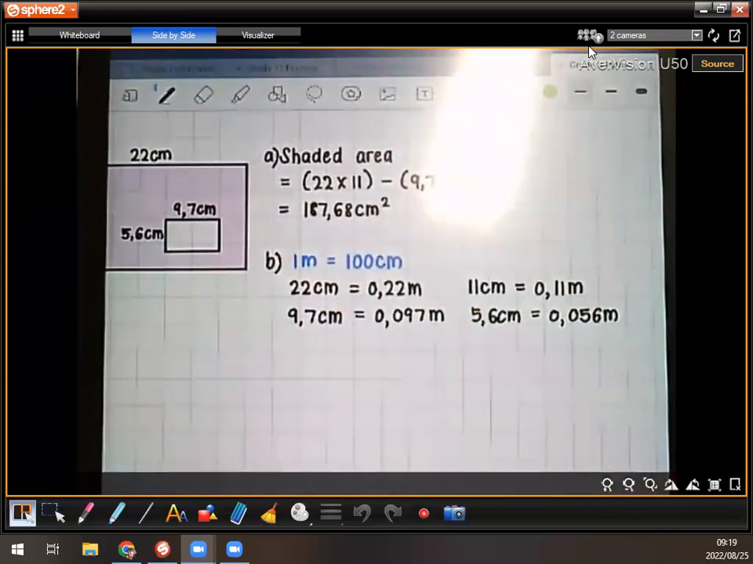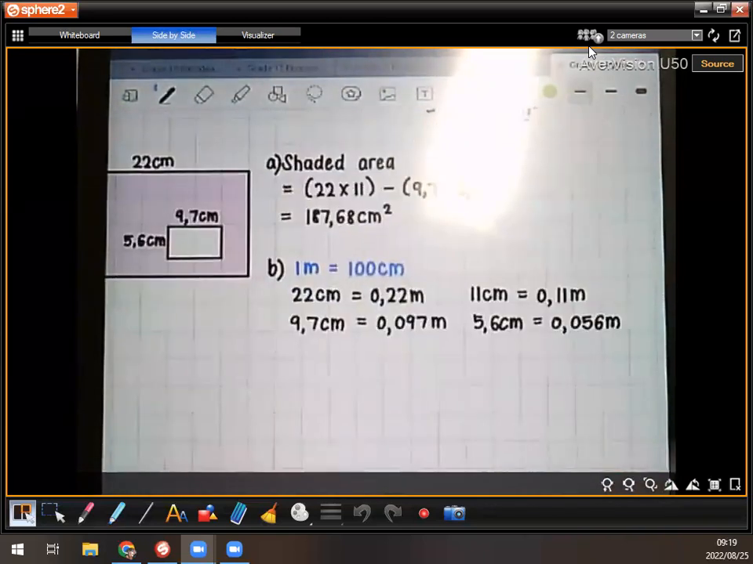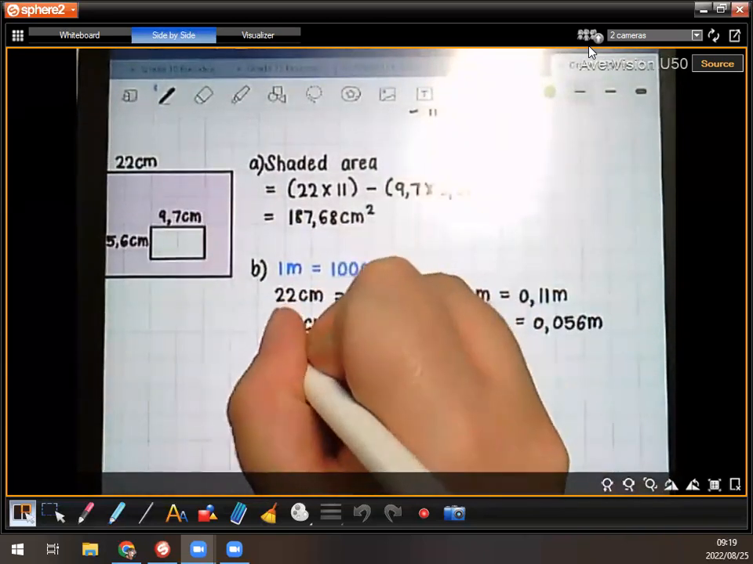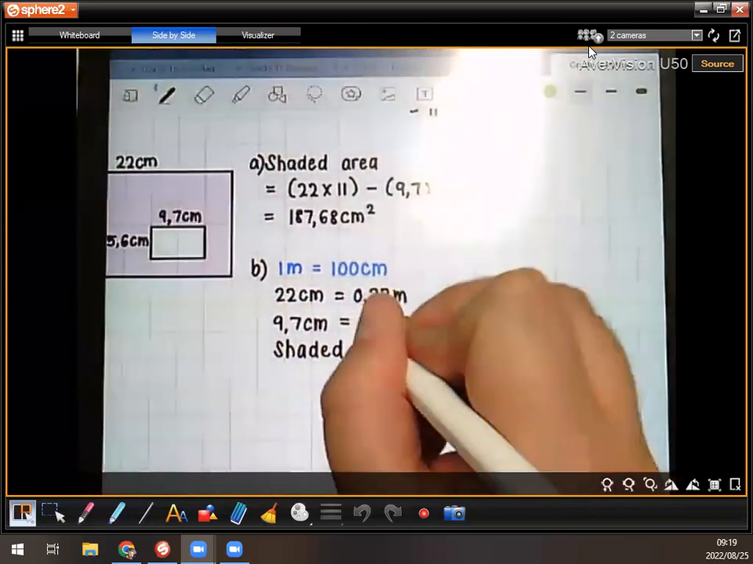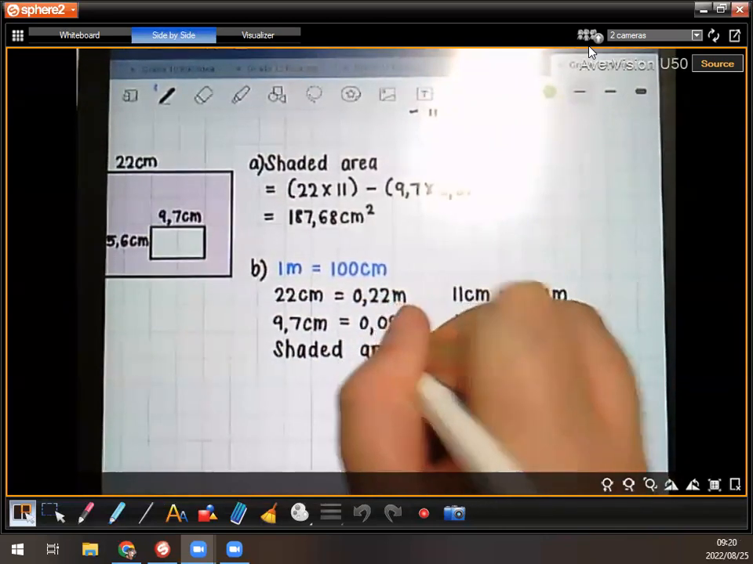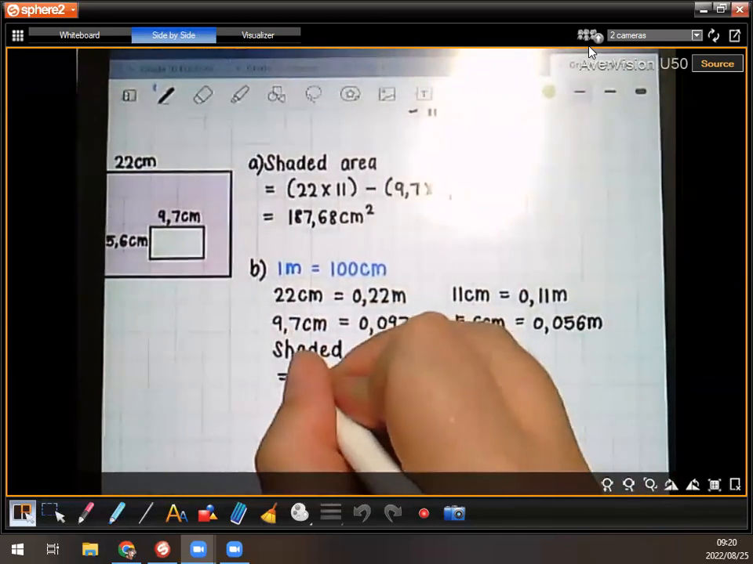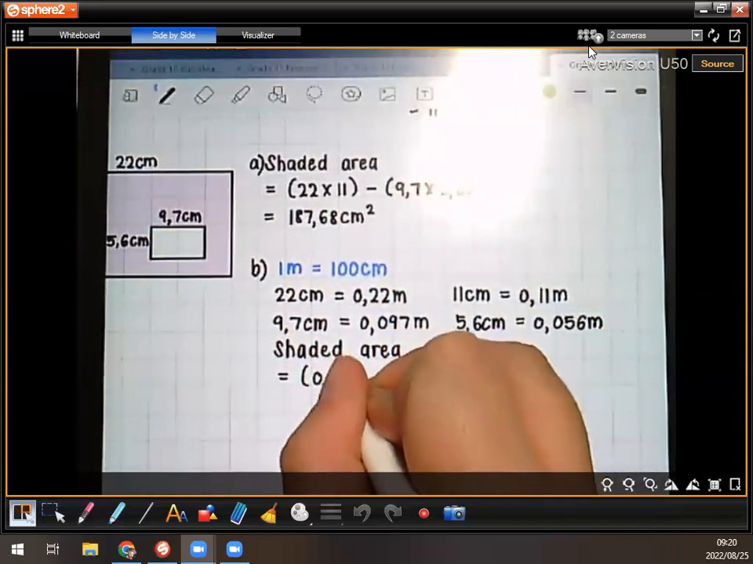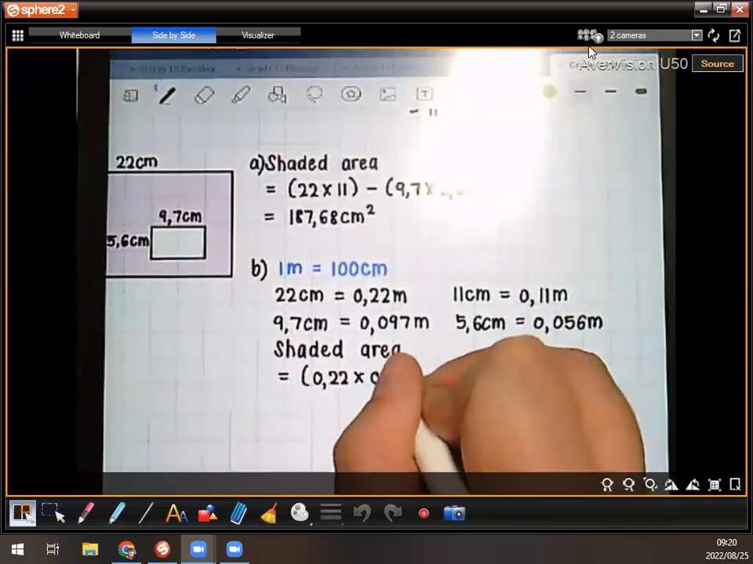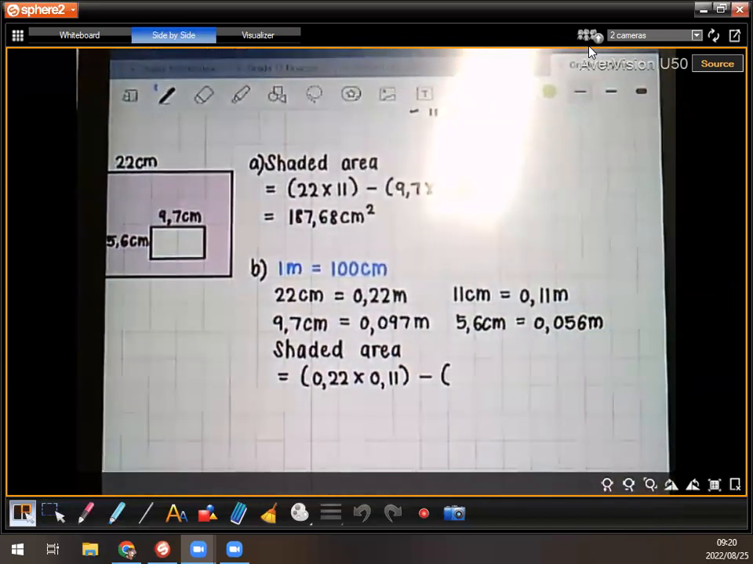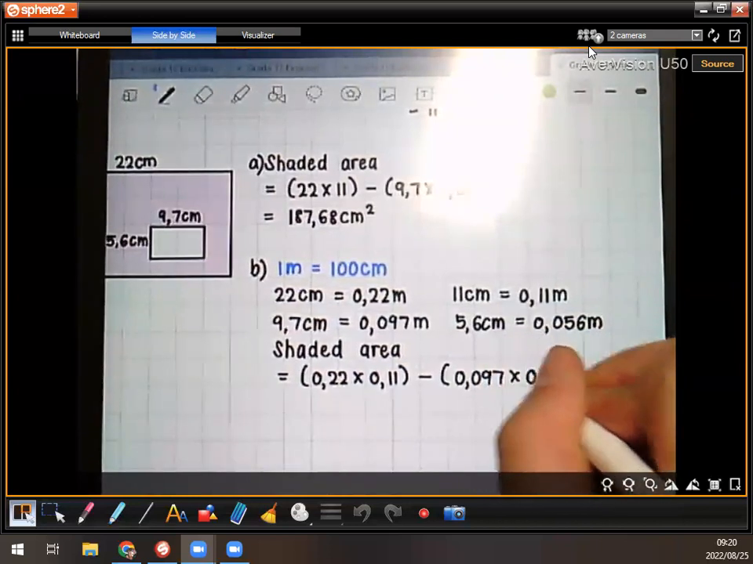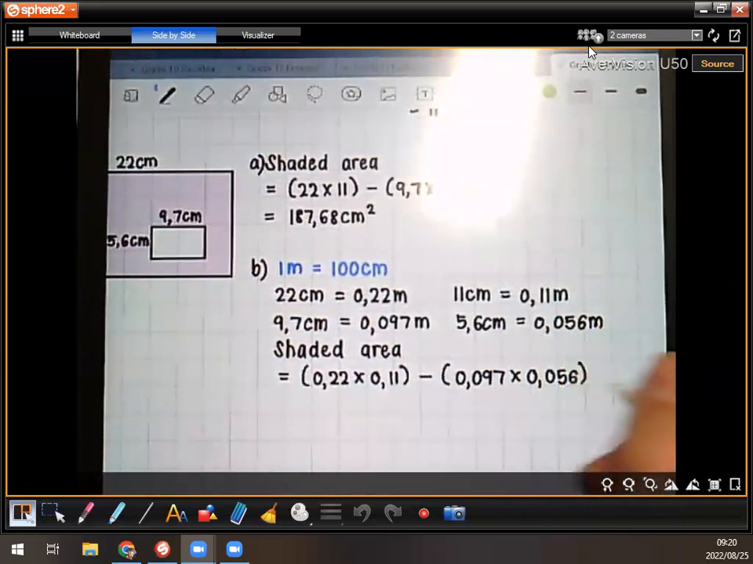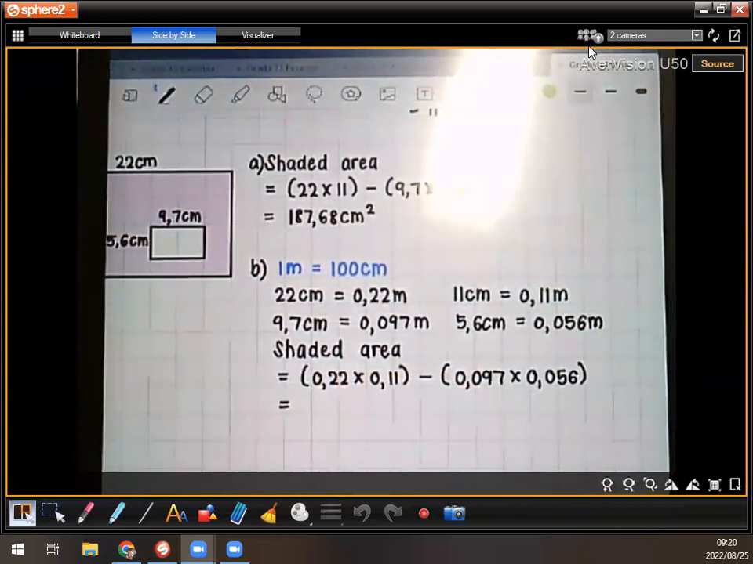Okay, so now we're going to do the exact same calculation just with these decimals now instead of those ones there at the top. So now we're going to say shaded area. And guys, it's also okay if you just write area. You don't have to write shaded area, it's fine. So shaded area is going to be the outer rectangle with the 0.22 times 0.11 minus the inner one, which is now those smaller values. If we do that.